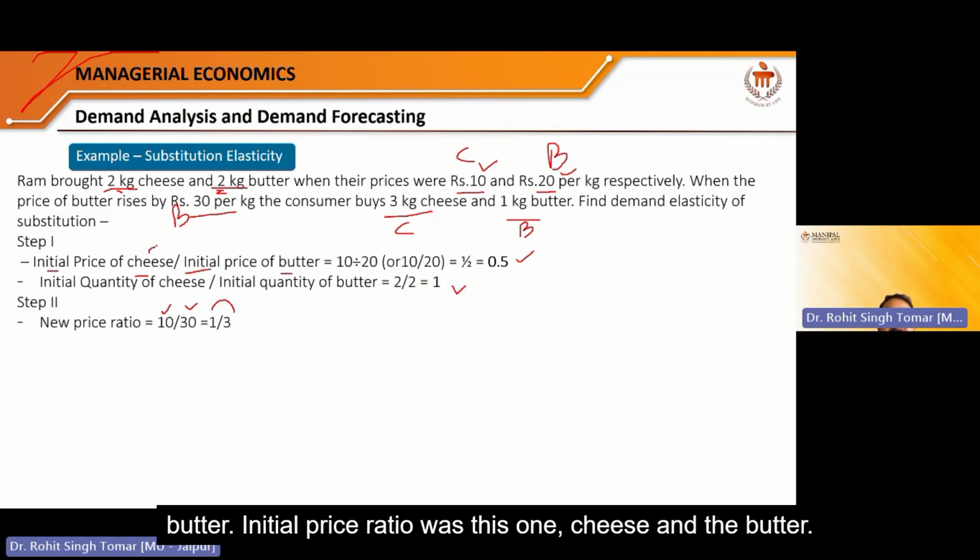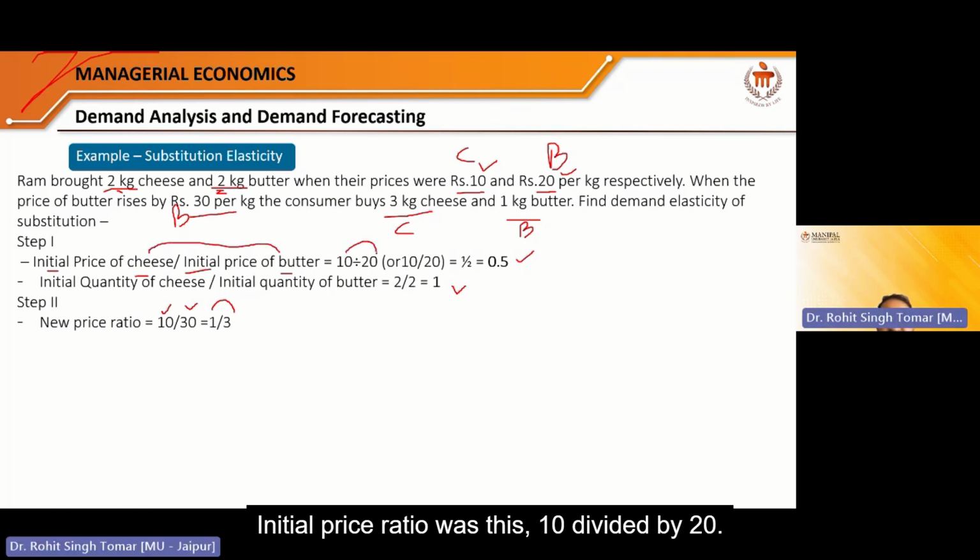The initial price ratio was this, 10 divided by 20. But now the price of the butter has changed. So the new price ratio is 10 divided by 30, which is 1 by 3.